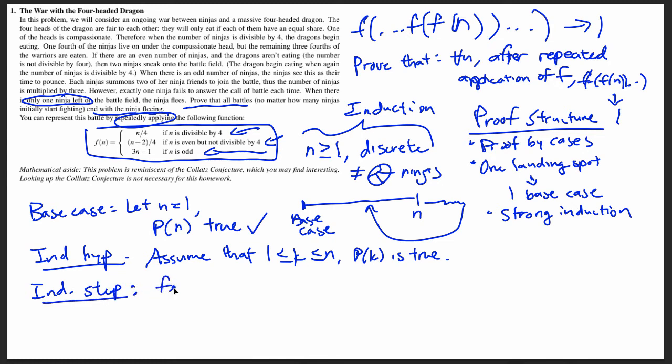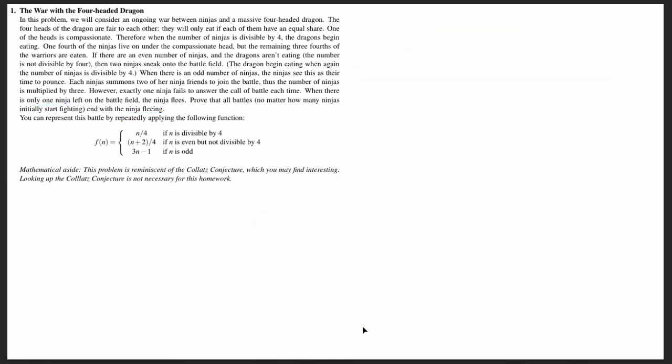And now the inductive step. We want to prove that f of k plus 1 goes to 1. So how do we do this? Remember, we have 3 cases when we first apply f to n. So 3 cases. And I'll give you a moment to write everything down before I continue. Now, the 3 cases. Case 1 is when n is divisible by 4.